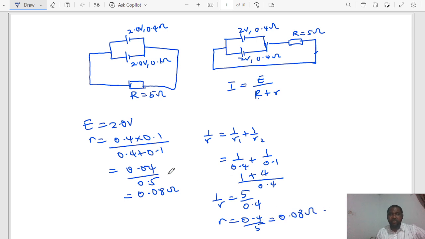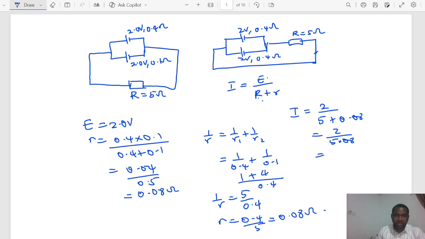Whichever way you use, I prefer using this. It gets my answer very fast. When two resistors are in parallel, you can just say their product all over their sum, and you get the answer. So now getting the current becomes very easy. The total EMF is 2, the external resistor is 5, and the internal resistance is 0.08. So this is going to be 2 divided by 5.08. Let me use my calculator here.